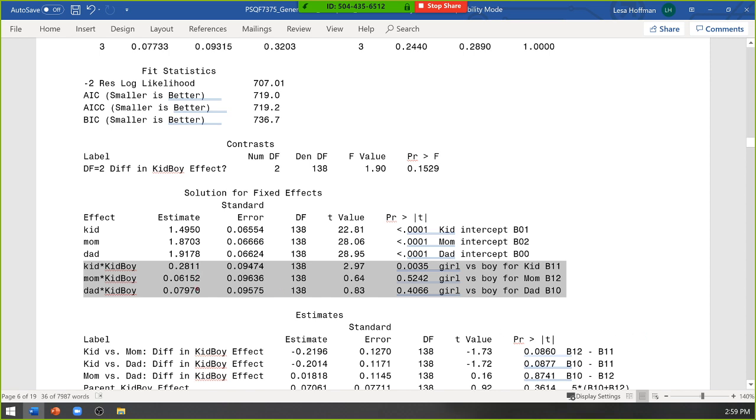So the fact that these coefficients are positive means that families whose adult child is a boy tend to be a little more conservative in their gender attitudes. That's what a higher score means. But the only one that's significant is right here. The gender of the child predicts their own attitude. The others, the gender of the child, does not predict the attitude of the mom or the dad.